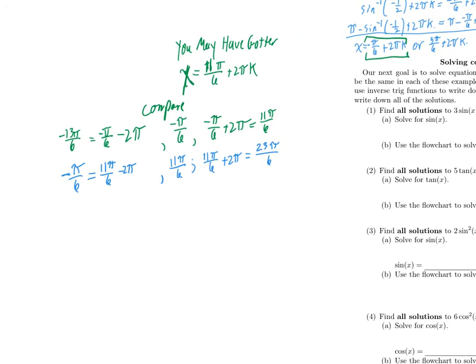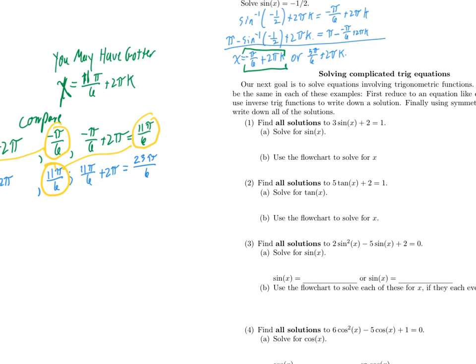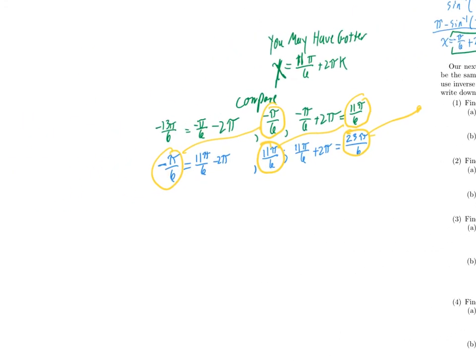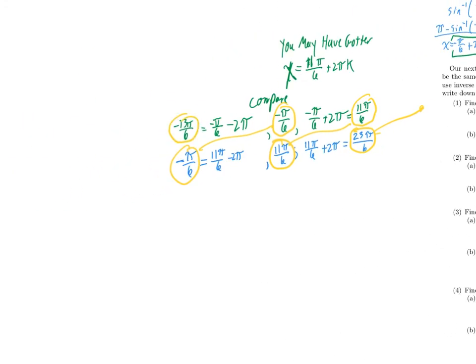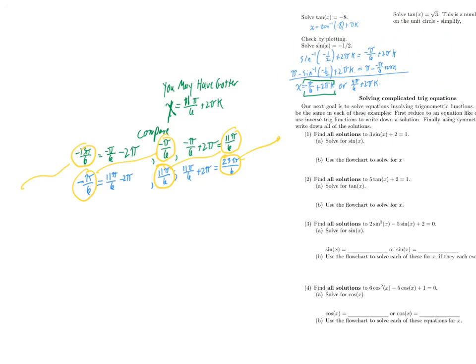And notice there's some overlap. This 11 pi over 6 appears as the starting solution in this family of solutions. This starting solution appears as that element of the second family of solutions. If I went one more to the right, I would see this 23 pi over 6 appearing as that solution in the green. This negative 13 pi over 6 would appear as the previous solution in the blue. So these two give the same family of solutions, they're just shifted by one. So they're both correct.